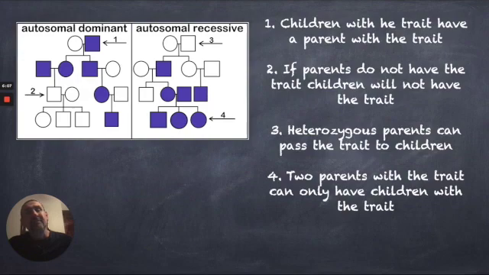If it's recessive, it probably is skipping a generation, or there's probably heterozygous parents, so parents that do not have it, but children that do. If it's dominant, you'll typically see it in every generation. And you'll typically see that if parents do not have it, then the children will not have it.